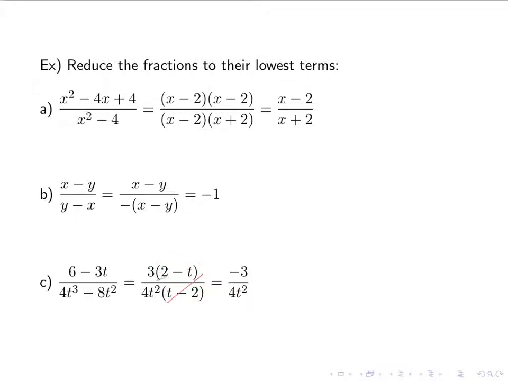So as long as I cancel them as a negative 1, I'm left with 3 over 4t squared and then the negative. The negative can go on top or bottom, right? Typically we see it on top, but you could put it on the bottom if you really wanted to.